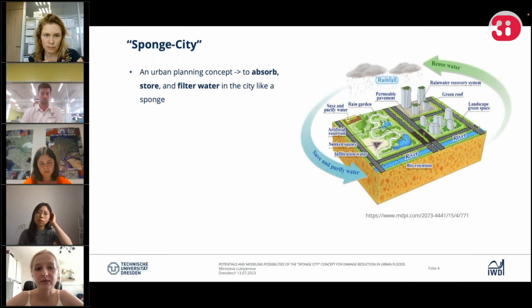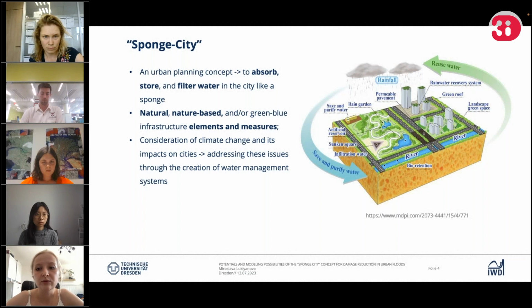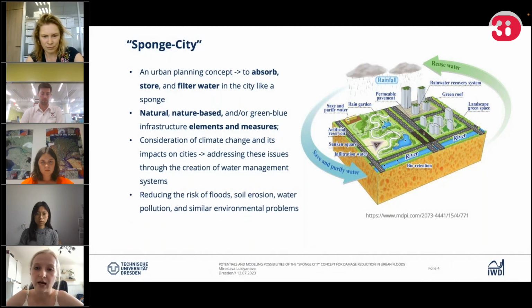Sponge city, like its name says, should work like a sponge. It should absorb, store, and filter water in the city. It connects a mixture of blue-green infrastructure, which is natural and nature-based. It was made first in China as an answer to climate change and its impacts on the city. It's addressing issues through the creation of water management systems, as well as reducing the risk of floods, soil erosion, water pollution, and similar problems which modern cities and big cities have.